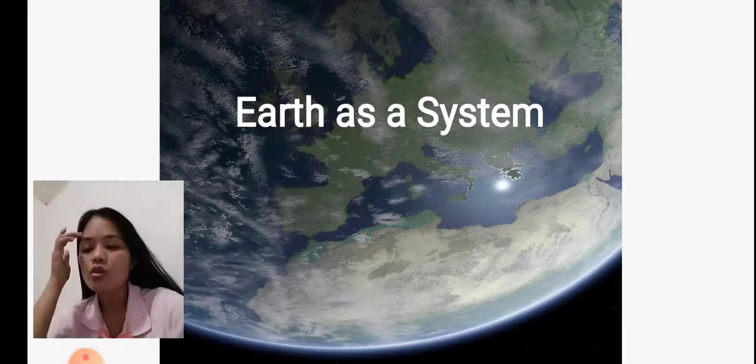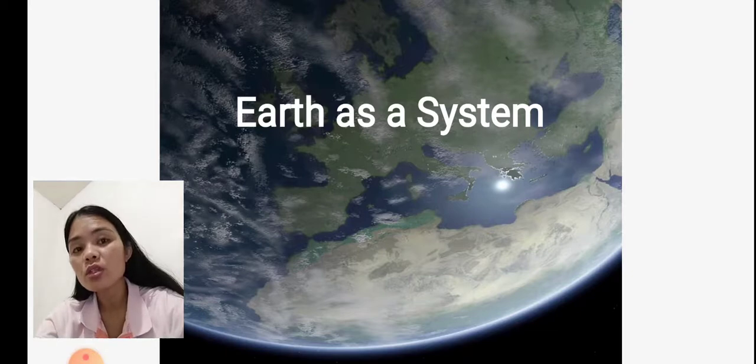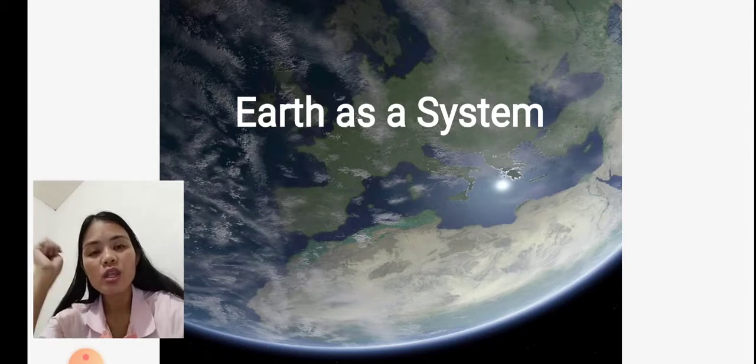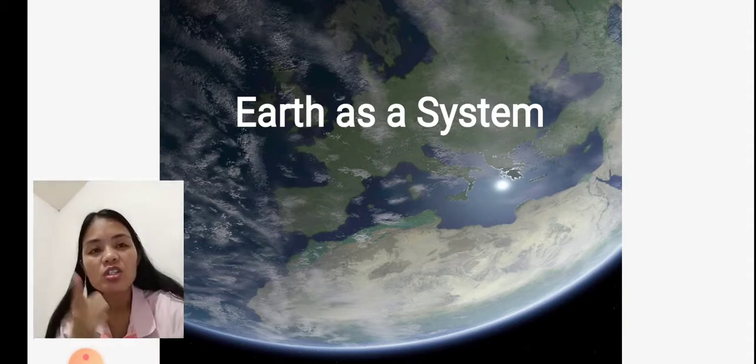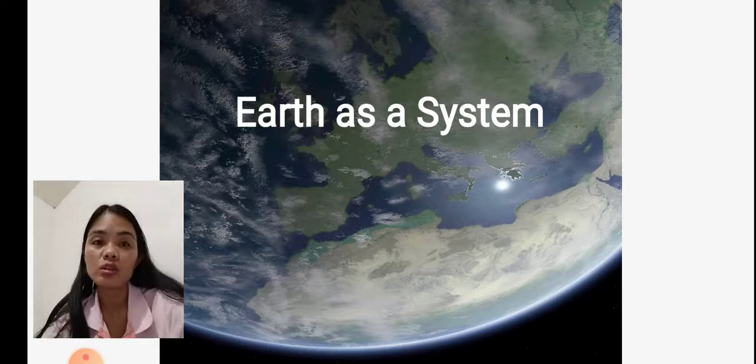So, for this lesson, Earth as a system. To fully understand our planet, we must learn how its individual components are interconnected. When we say individual components of the Earth, andun yung land, water, air, and life forms. So, these are components of the Earth which are interconnected. How can you say that these are interconnected? Give me a message in our chat box kung bakit interconnected yung mga individual components ng Earth na yun.